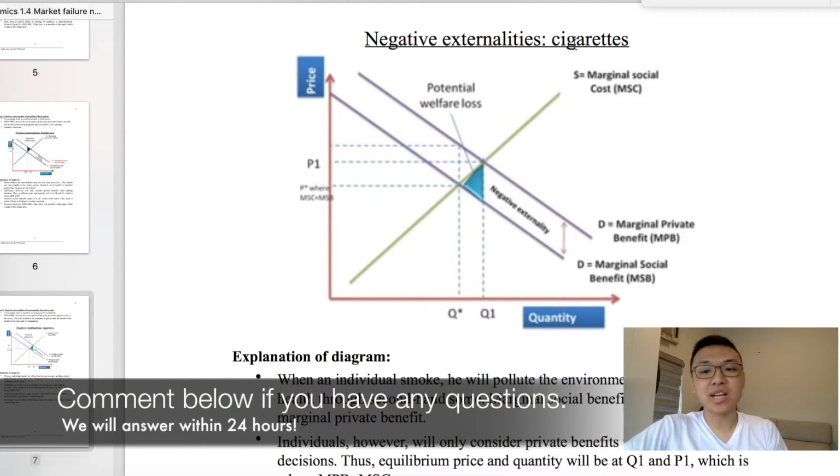When there are negative externalities of consumption, the market equilibrium would always be higher than the socially optimum point. So in a way, the free market fails to allocate resources efficiently. And this is the meaning of market failure. When the market does not allocate resources efficiently, we can see it from this example.